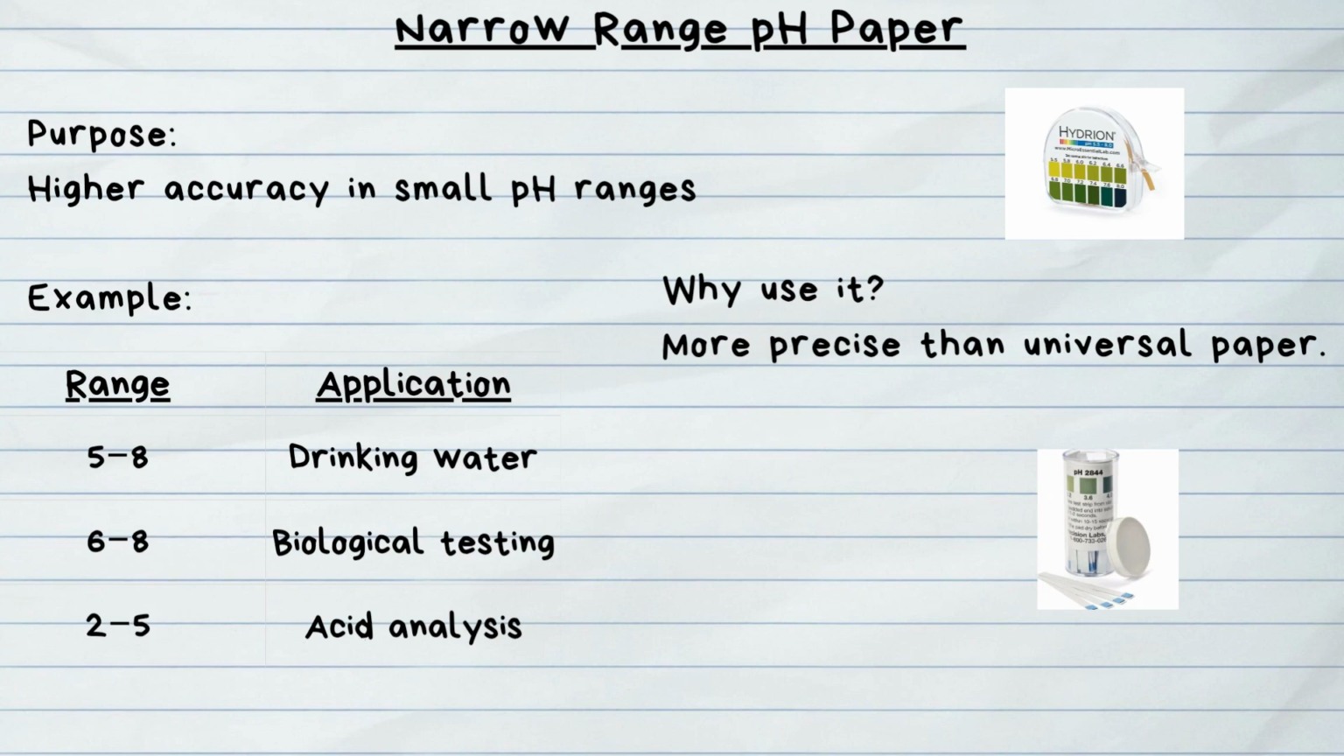Unlike universal paper, this paper works only in a small pH range. But here is the advantage. It gives better precision. For example, a pH range of 5 to 8 is often used for drinking water testing. Range 6 to 8 may be used in biological testing. And range 2 to 5 can be useful for acid analysis. So remember, smaller range means higher accuracy.